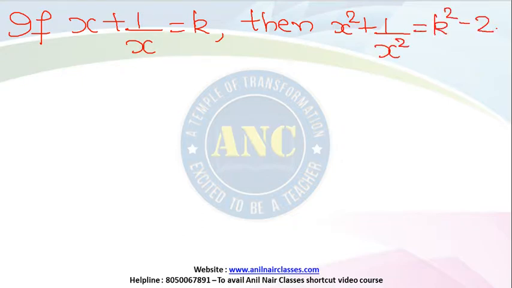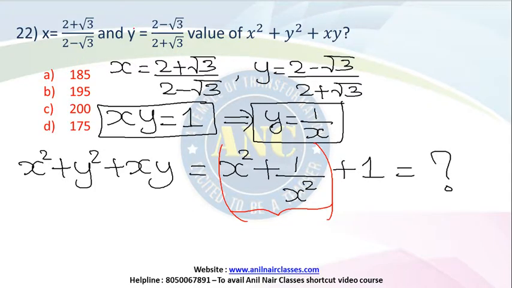It is very simple. That means if I want to find x square plus 1 by x square, I should know x plus 1 by x, right? Now, how to calculate the x plus 1 by x value? It is once again very simple. 1 by x is nothing but this y, right? Agreed, right? 1 by x is nothing but the y value. That means this y, whatever they have given, is nothing but 1 by x.